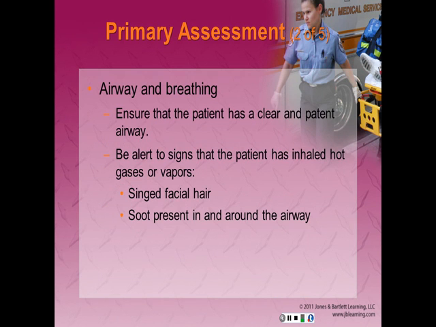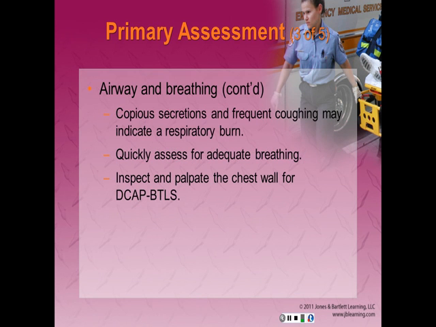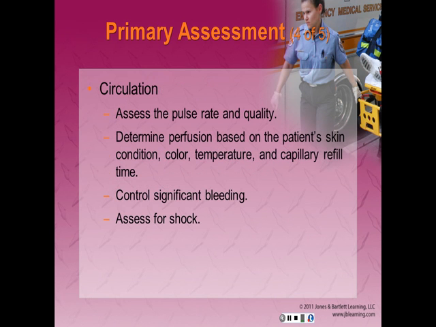Airway and breathing. Ensure that the patient has a clear and patent airway, and be alert to signs that the patient has inhaled hot gases or vapors, such as singed facial hair and soot present in or around the airway. Copious secretions and frequent coughing may indicate respiratory burns, and you need to quickly assess for adequate breathing and inspect and palpate the chest wall for DCAP-BTLS. Quickly assess pulse rate and quality, determine perfusion based on the patient's skin condition, color, temperature, and cap refill time, and take the necessary steps to control significant bleeding.